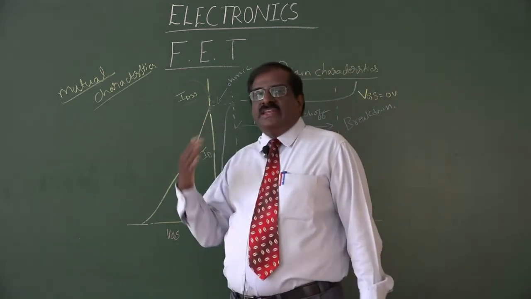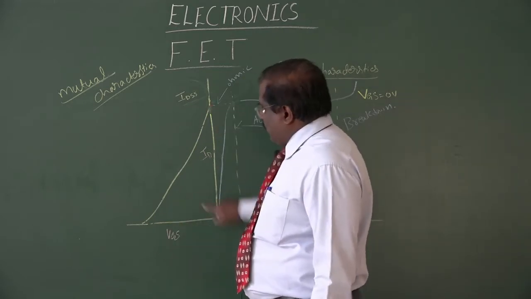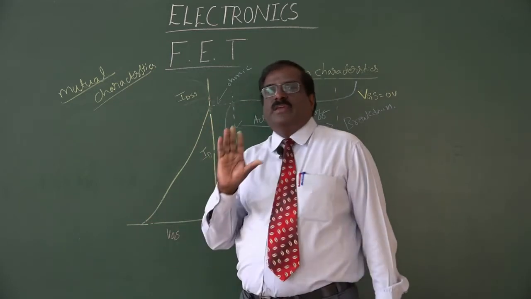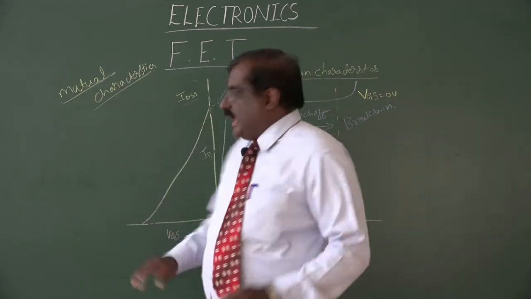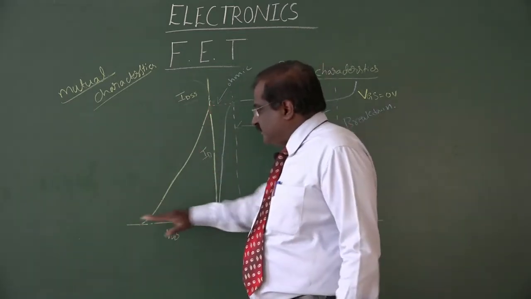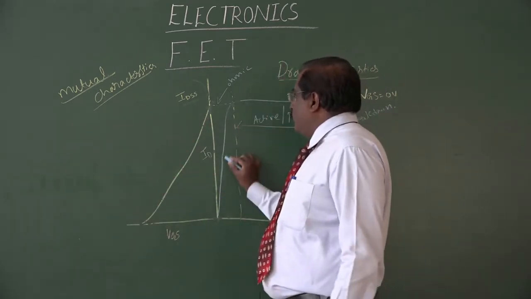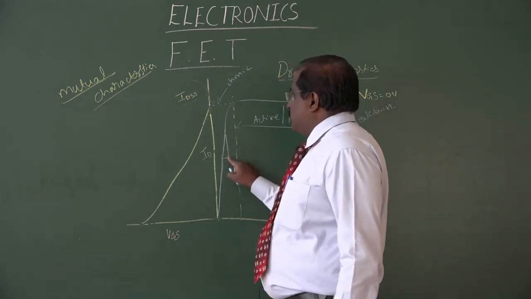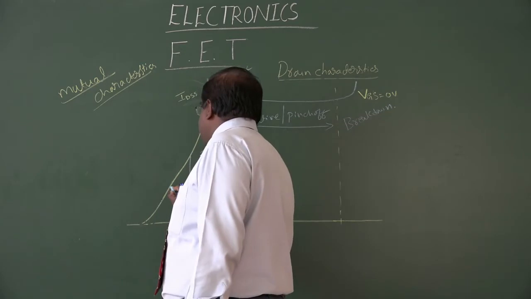As the VGS is increased, what happened? As VGS is increased, the drain current decreases, because there will be a formation of depletion region inside the junction. The drain current decreases. As VGS increases, the drain current decreases. Now we will take a slope on the ohmic region, and a slope on mutual characteristics.